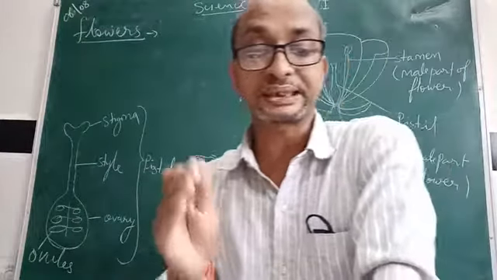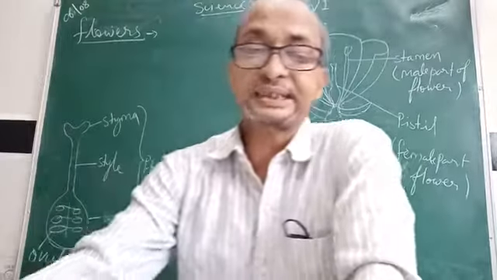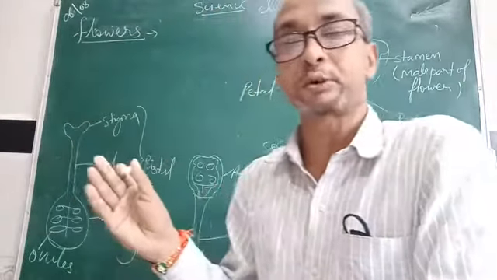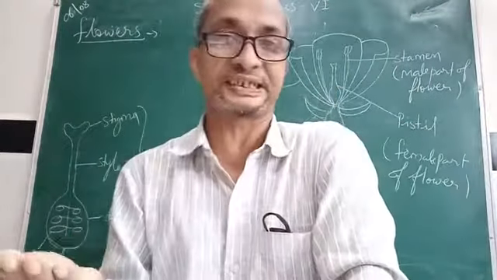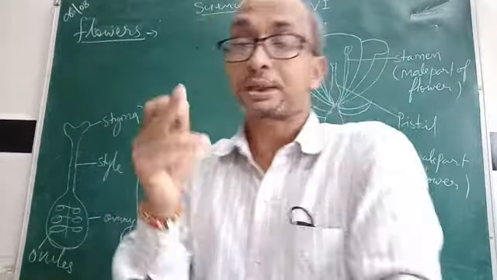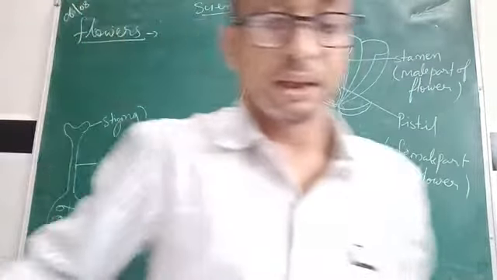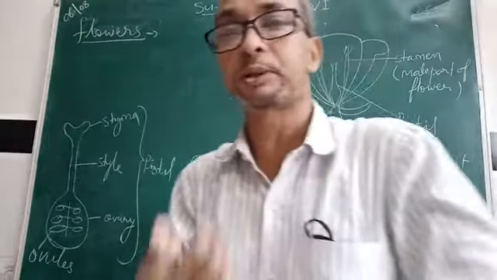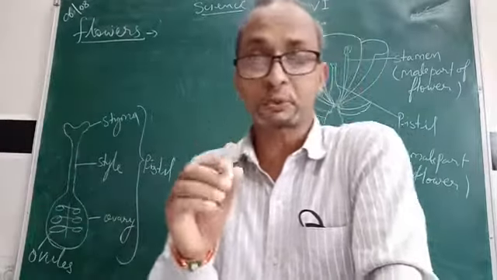The flower is that part of a plant which contains the reproductive organs. Means not all flowers, but some flowers have reproductive organs. The main function of flowers is to produce fruits and seeds. Means which things will we find from the flowers? From flowers we will find fruits and seeds.